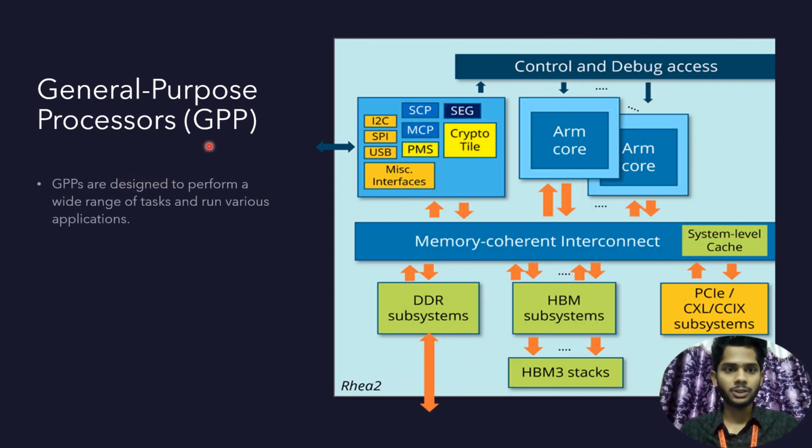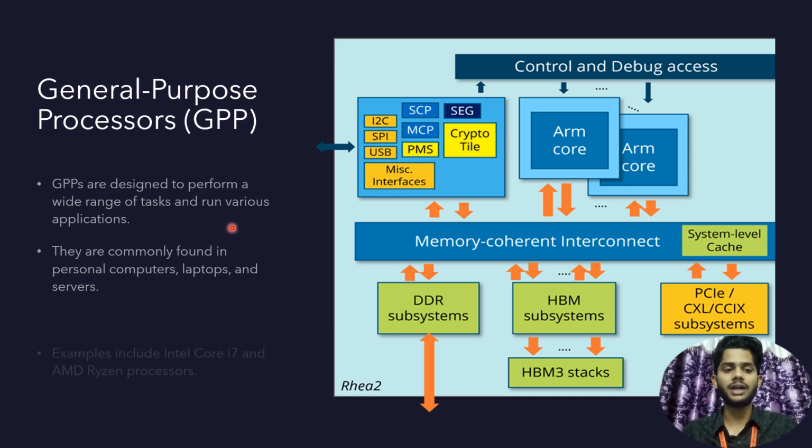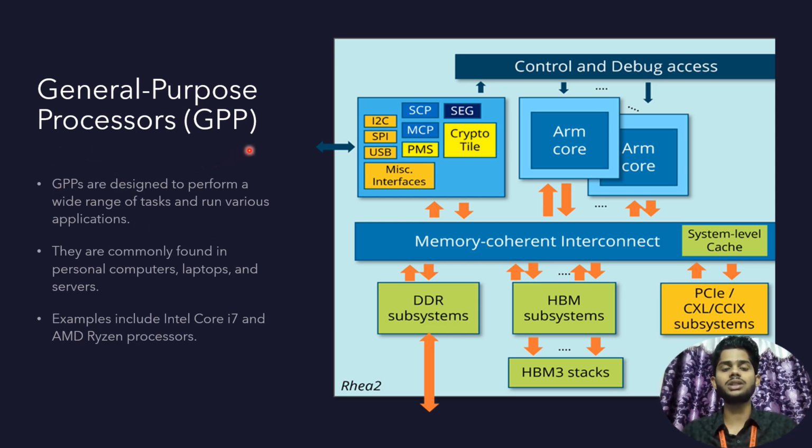So let's discuss the general purpose processors. General purpose processors are designed to perform a wide range of tasks and run various applications. They are commonly found in personal computers, laptops, and servers. Examples include Intel Core i7 and AMD Ryzen processors. General purpose processors are used by the normal common people for study purposes and office work, and examples are Intel Core and AMD Ryzen processors.